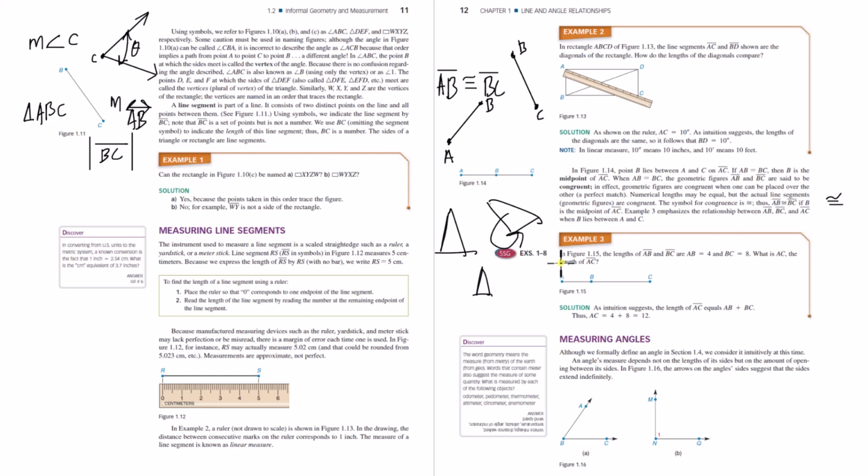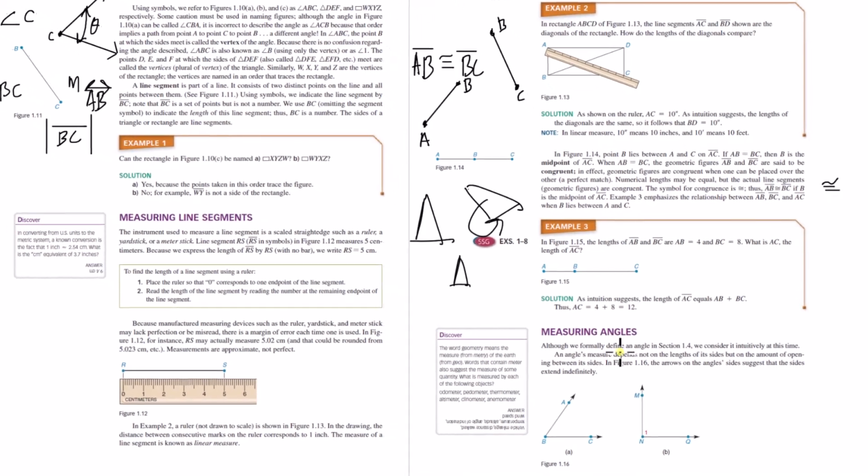Okay, continuing from where we left off in the previous video, we're going through section 1.2 of the geometry textbook, which is talking about informal geometry and measurement. All right, so measuring angles. We just talked about measuring line segments. Now, what about measuring angles?